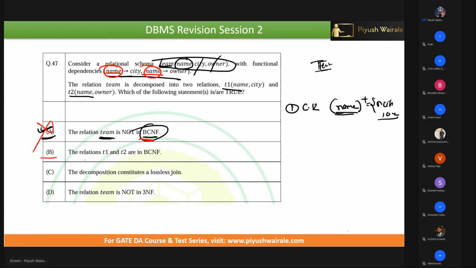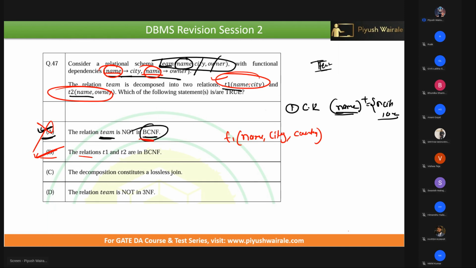What about B? Relations T1 and T2 are in BCNF. Yes, we have discussed that any relation having just two attributes is already in BCNF, right? Option B is correct. But let's say, for example, in any decomposed relation we have three attributes: name, city, and let's say country.